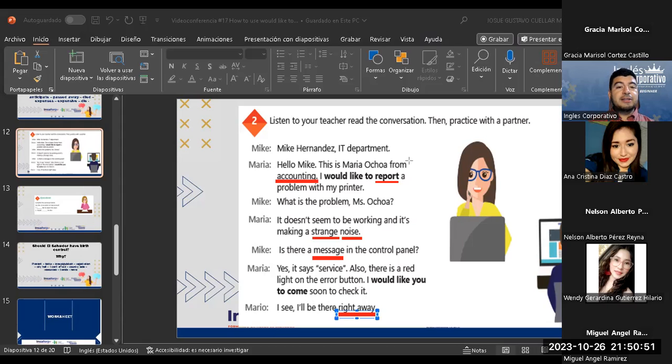Okay. Entonces le dice Mike Hernández, ¿verdad? Departamento de Tecnología. Hola, Mike. Cuando decimos, this is Maria, es como, soy María Ochoa de Contabilidad. Me gustaría reportar un problema con mi impresora. ¿Cuál es el problema, señorita Ochoa, Miss Ochoa? No parece estar trabajando y está haciendo un sonido extraño, un ruido extraño. ¿Hay algún mensaje en el panel de control? Sí, dice servicio. También hay una luz roja en el botón de error. Me gustaría que viniera a revisar. Ya veo. Estaré ahí en un momento o rápidamente.